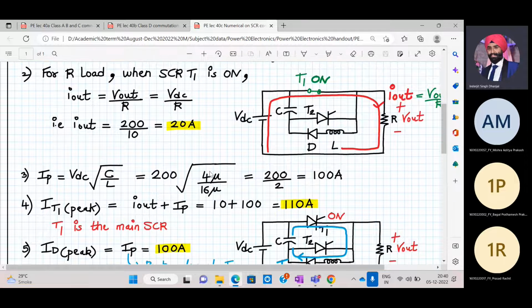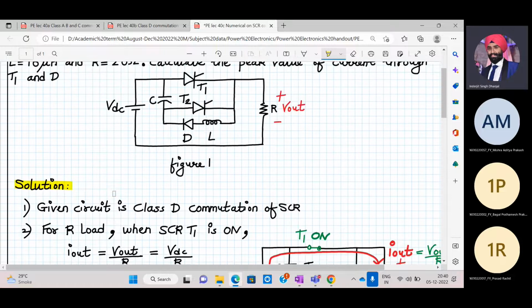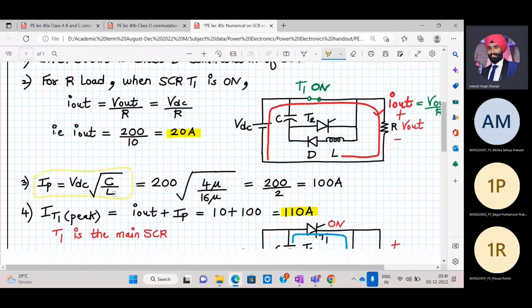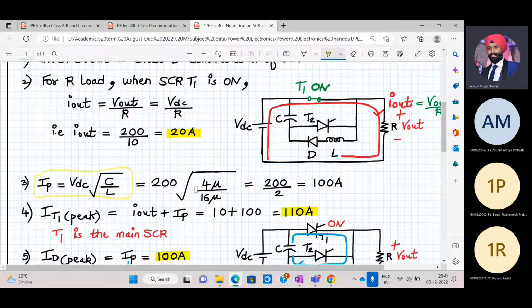Now, what will be IP? IP is nothing but the peak current flowing to the capacitor. That will be given by this formula, which we have discussed before. It's V1 into square root of C by L. C value is 4 microfarad. L value is 16 and VDC is 200. So if you solve this, the peak current flowing through the capacitor will be 100 amperes.